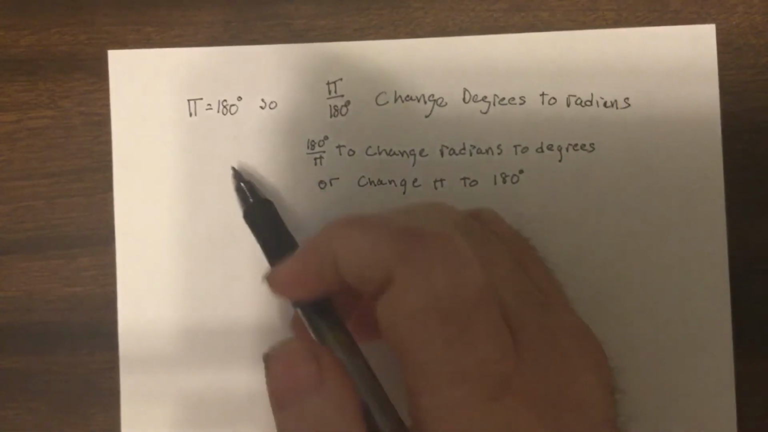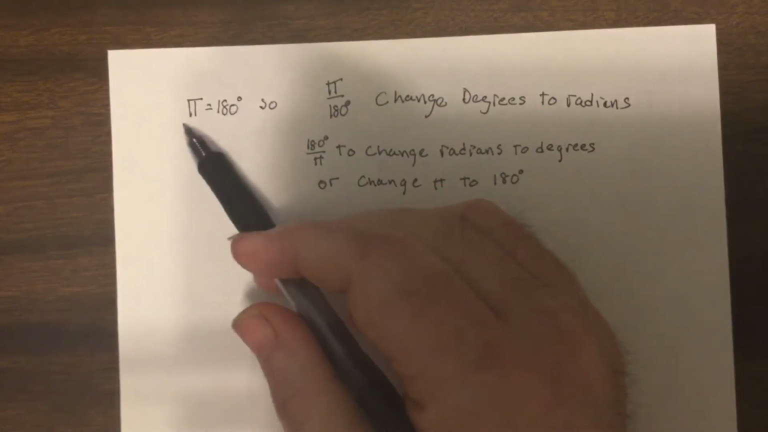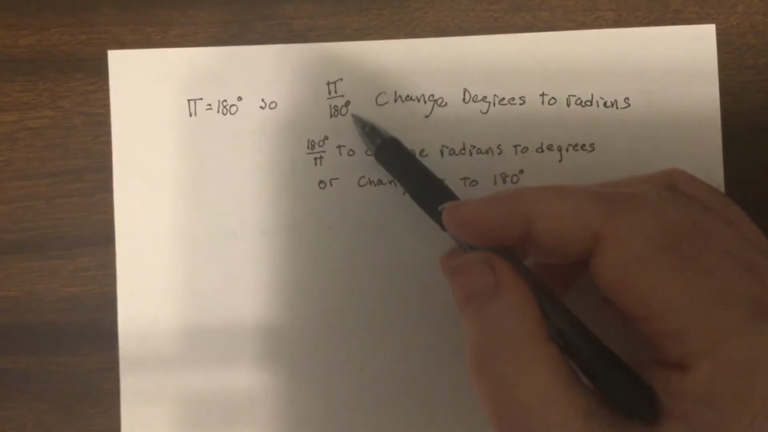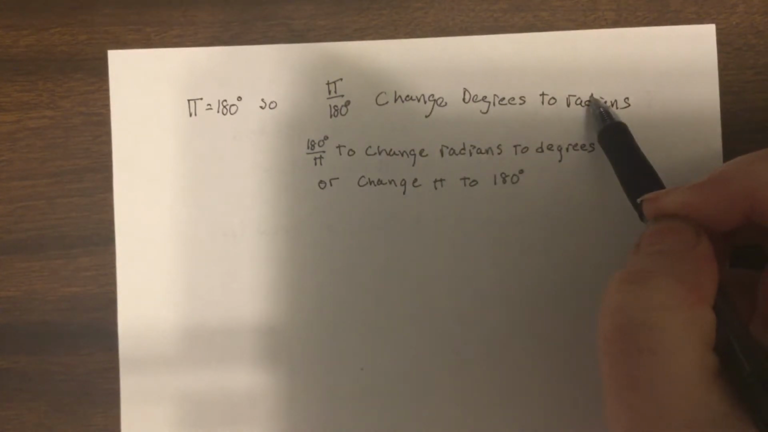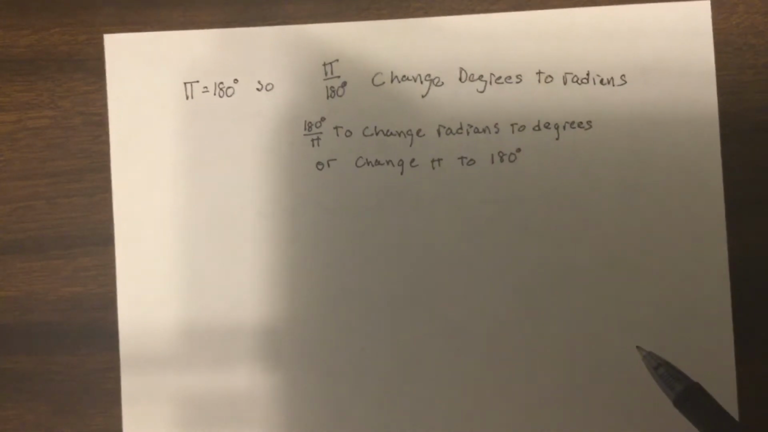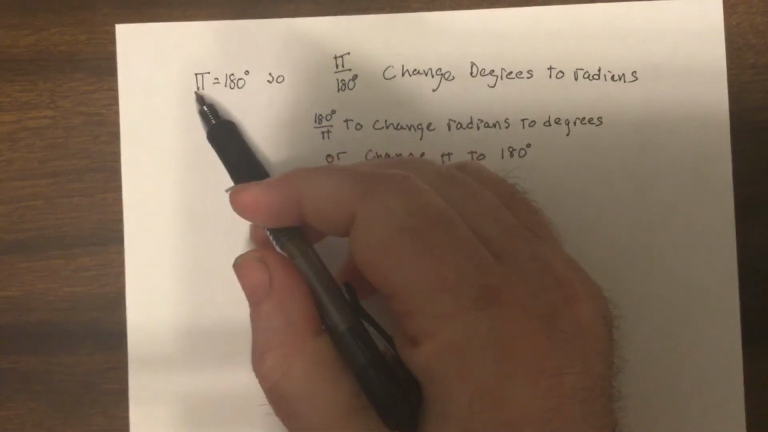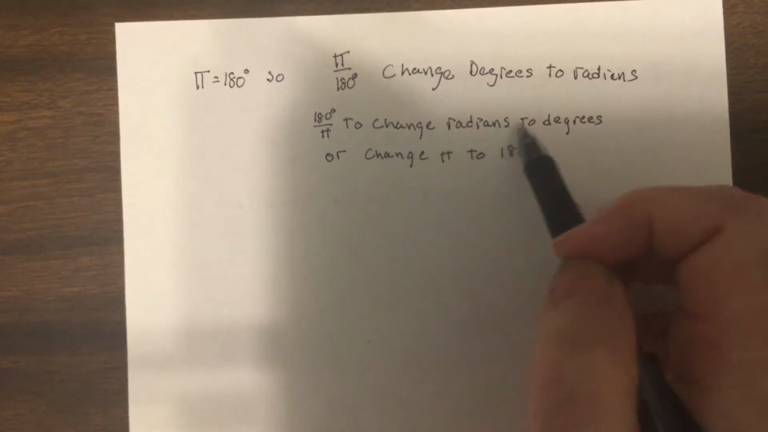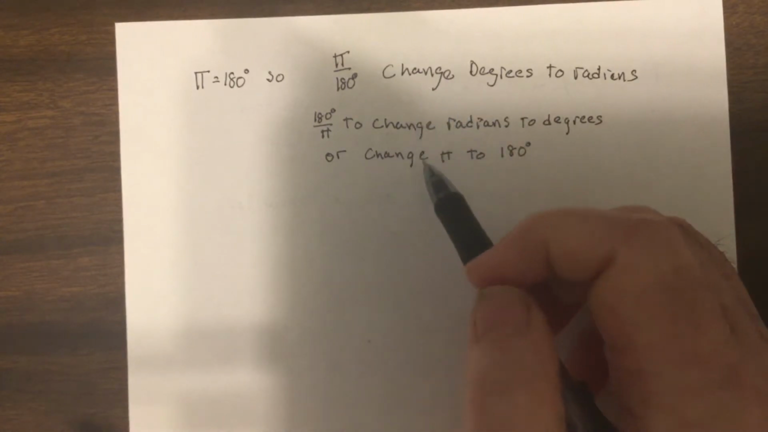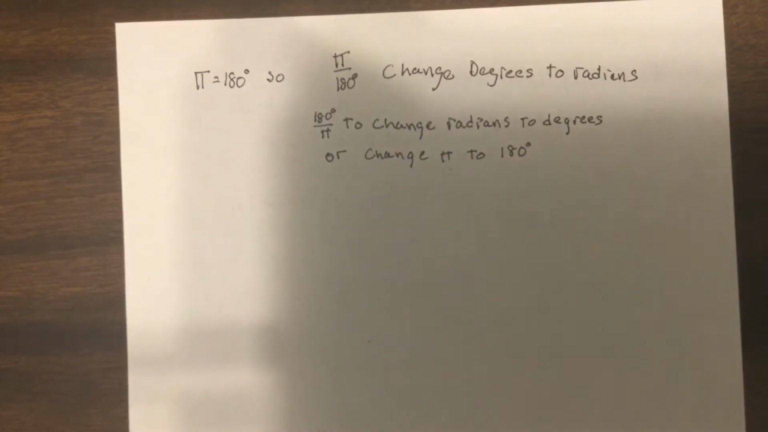So, if pi equals 180, that means if I divide by 180 on both sides, pi over 180 is what you use to change degrees to radians, which we're really not going to do a whole lot of. A little bit just to get used to it. Then if I divide by pi, that's the formula I'd use to change radians to degrees. Or I could just take my pi and put a 180 in, because pi is 180.